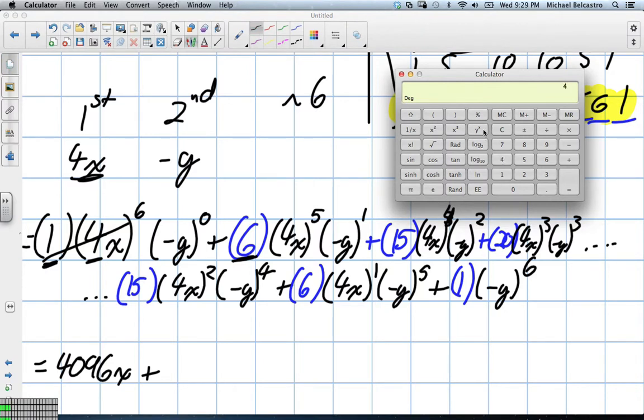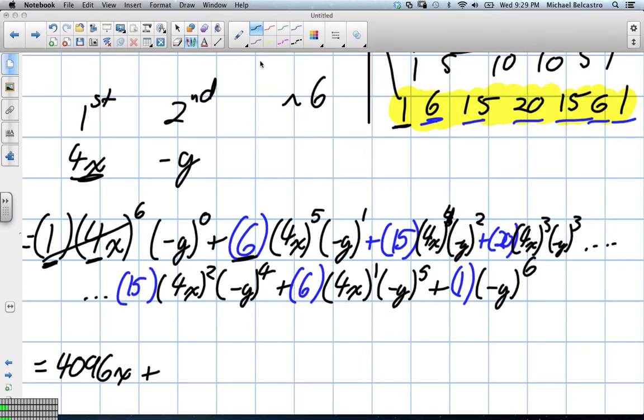Okay, so again, 4 to the power of 5 is 1,024, times 6. So 6,144 is our coefficient. I think it's 44, not 1. Yeah, I said that a little backwards. And then it's still x to the power of 5 because we cannot simplify that.